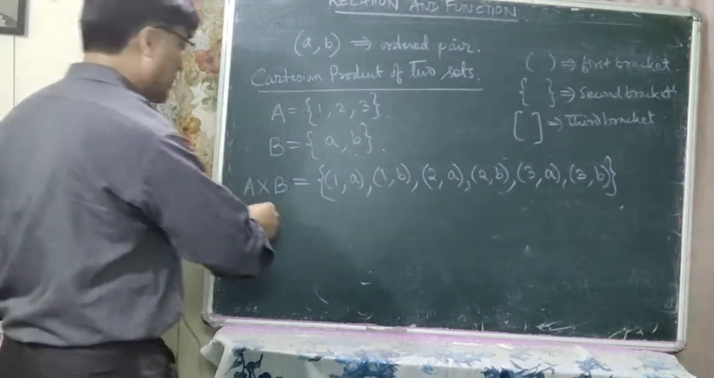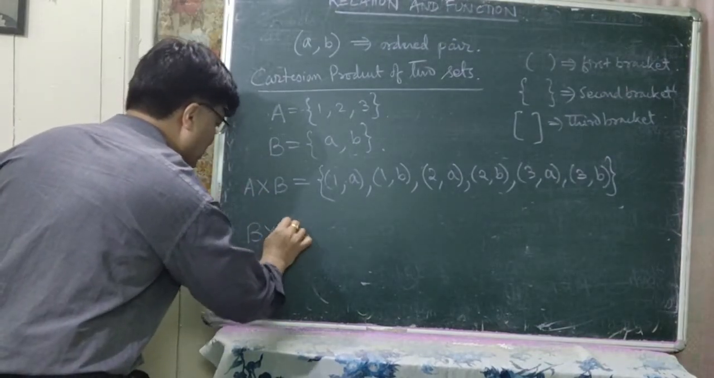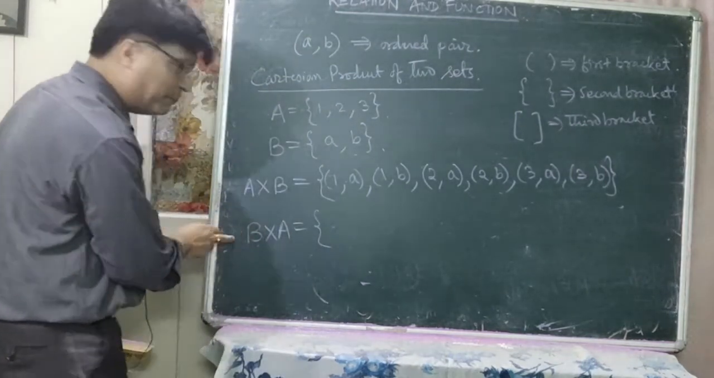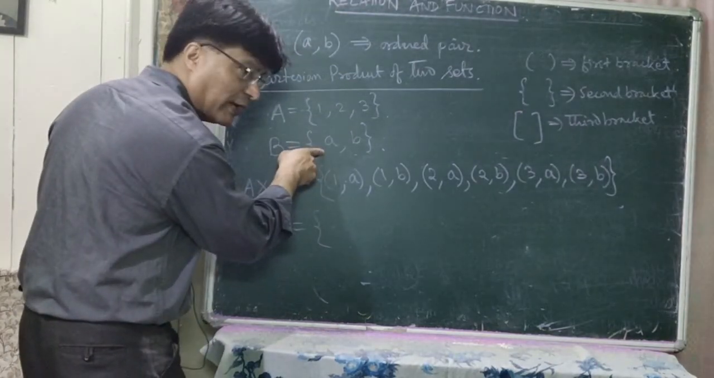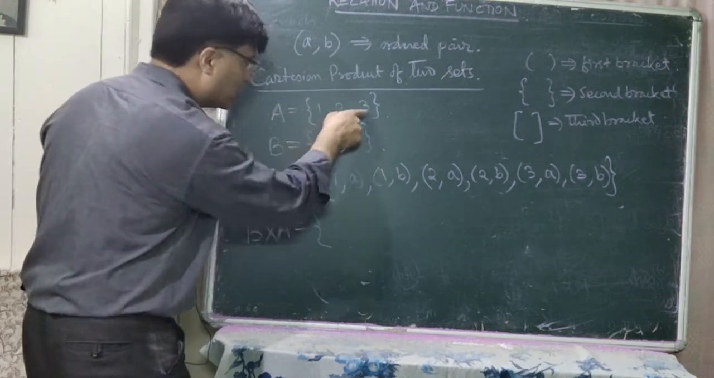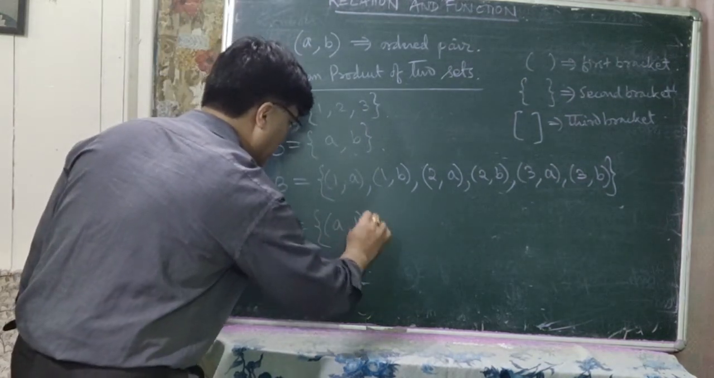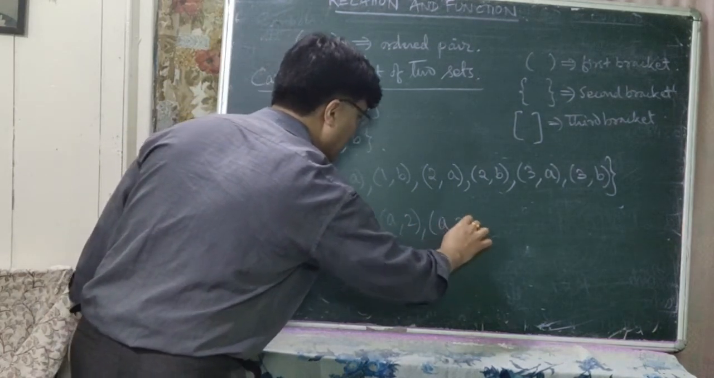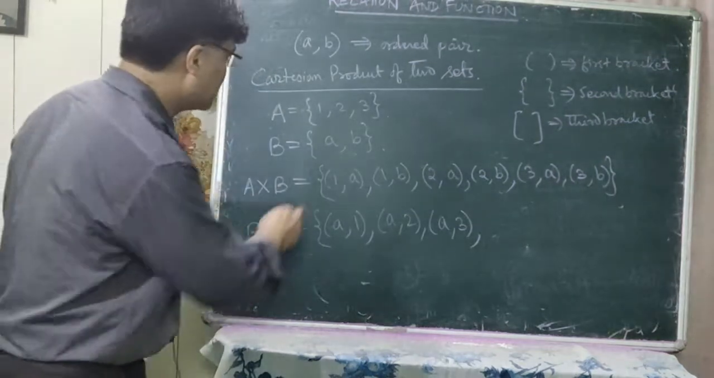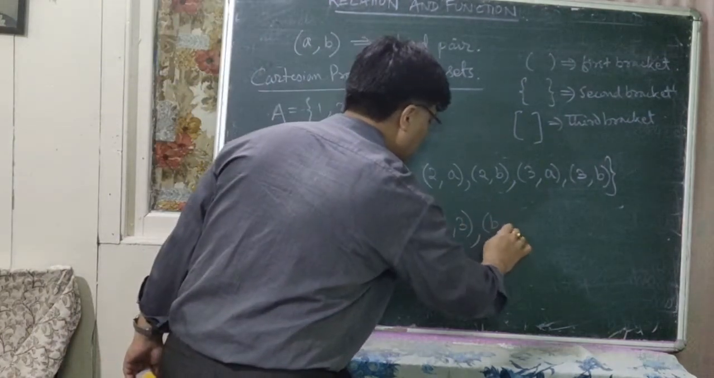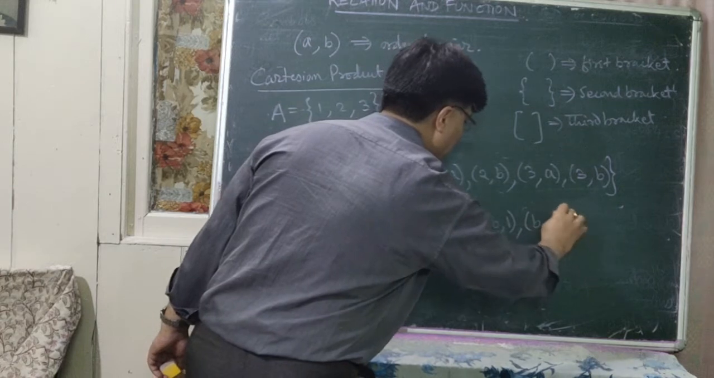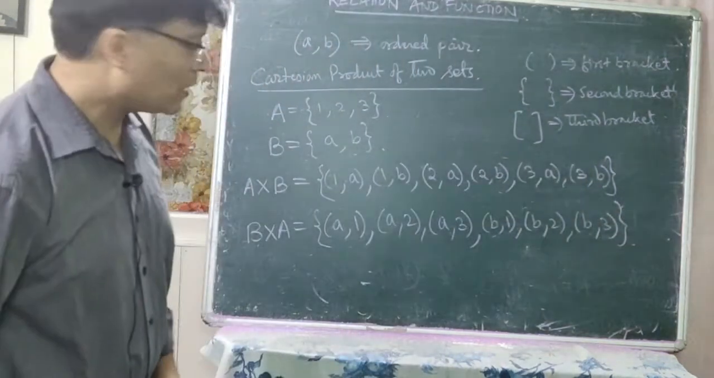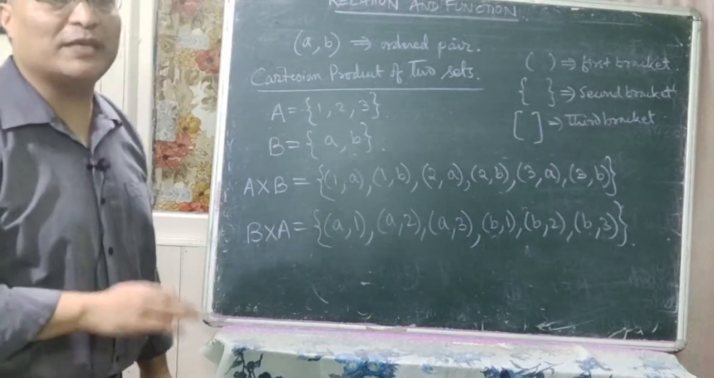You may write B cross A also. You can write down the Cartesian product B cross A. Now we write B first, so we have to start from B, small a. a comma 1, a comma 2, a comma 3, then b comma 1, b comma 2 and b comma 3. Is that clear? So we have got the Cartesian product B cross A.